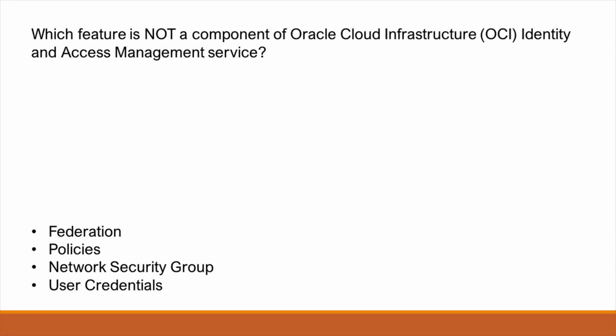Let's talk about this question. Which feature is not a component of Oracle Cloud Infrastructure (OCI) Identity and Access Management Service? Options we have for this question are, Federation, Policies, Network Security Group, User Credentials. Correct answer for this question is option 3, Network Security Group, because it is a component of networking services.